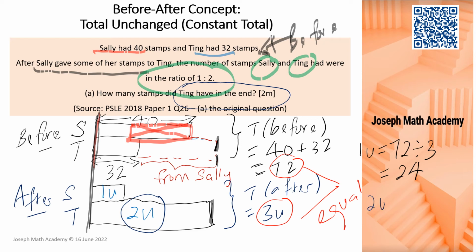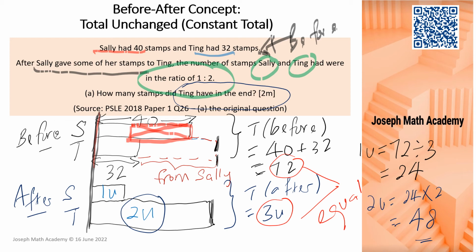So 2 units will be 24 times 2. That gives me 48. So Ting had 48 stamps in the end after receiving from Sally.